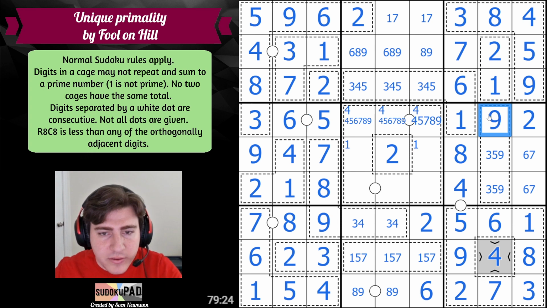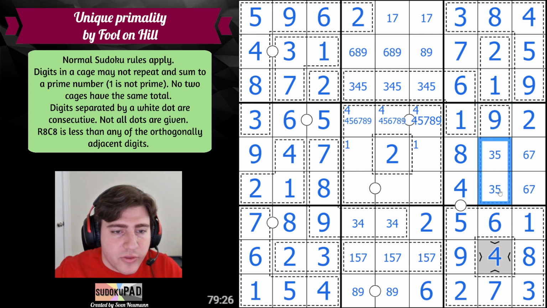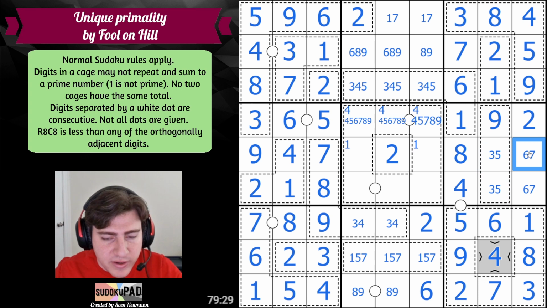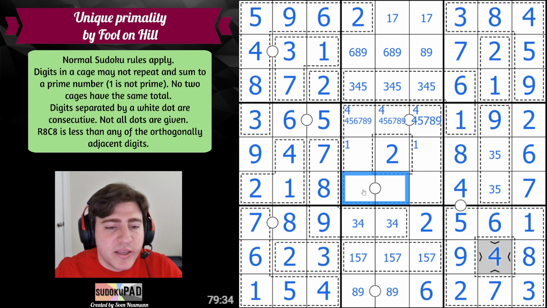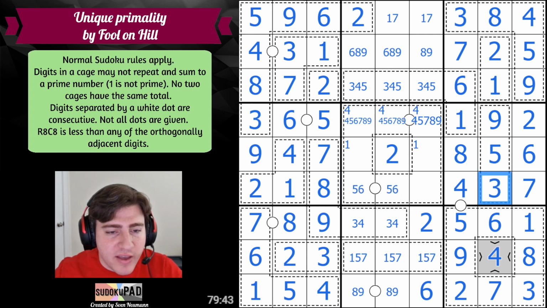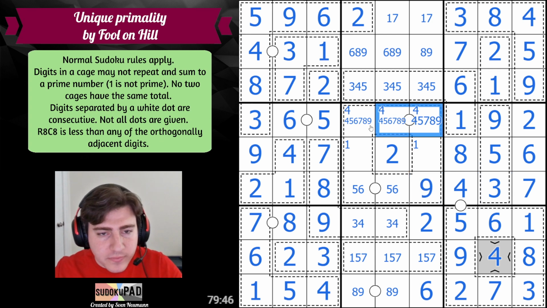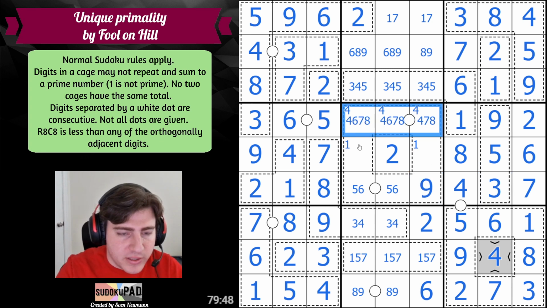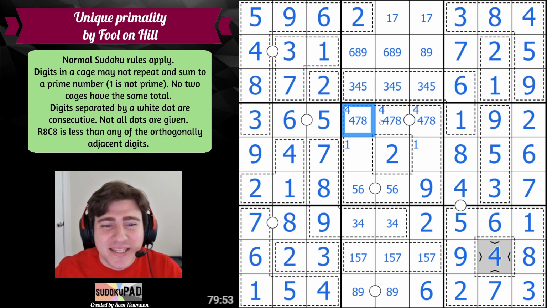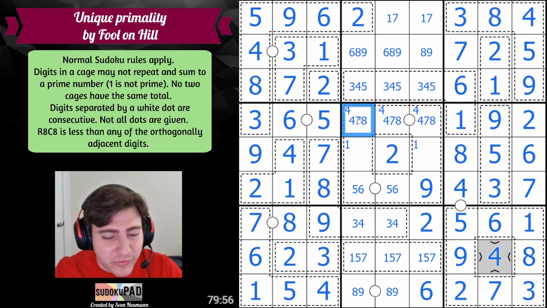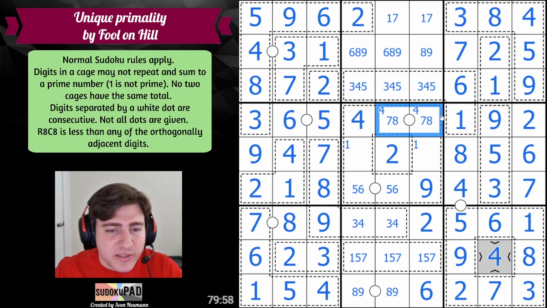5, 9. 9, 3, 5. 6, 7. 6 has to go here. So this must be either 6, 5 or 6, 7. Can't be 6, 7, so it must be 5, 6. 5, 6 gives us 3. 3 gives us 5. We're still missing 9. This can't be 9. This can't be 5. It can't be 6. Which means now, which is probably what we needed to consider at this point in time, not before, this must be 4. This must be 7, 8.